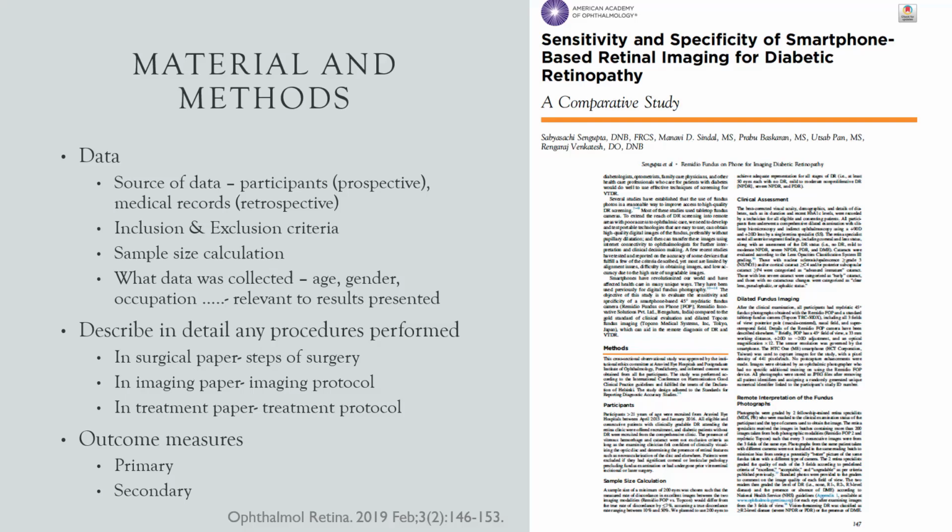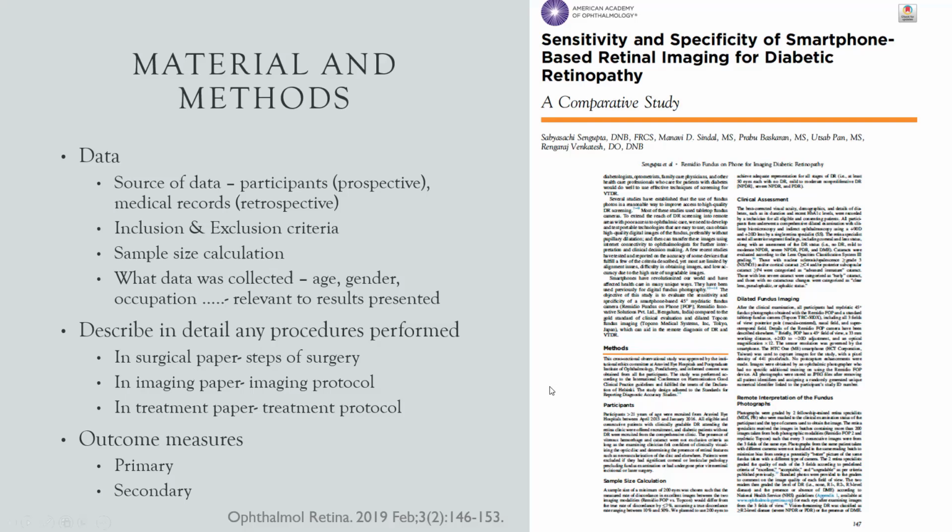Like in this paper on smartphone-based imaging for diabetic retinopathy, the participants were more than 21 years of age who visited Aravind Eye Hospital between these particular dates. They had clinically gradable DR, all of these particular points, which were basically our inclusion criteria. Patients were excluded if they had significant corneal or lenticular pathology. All of these are your exclusion criteria. You have to give a statement on how your sample size was calculated, which would also have been done prior. Retrospective studies usually would not have a sample size calculation. Prospective studies would definitely require one and would not be acceptable without it.